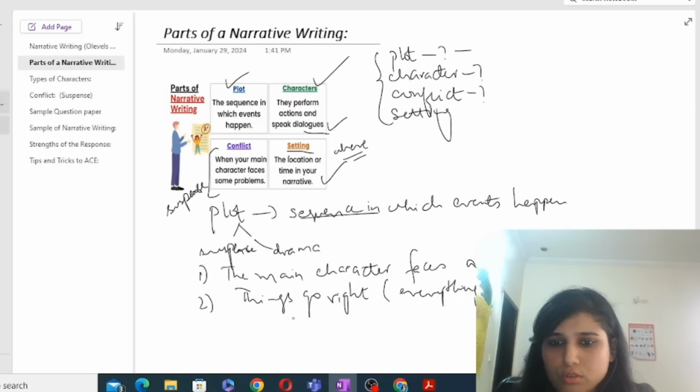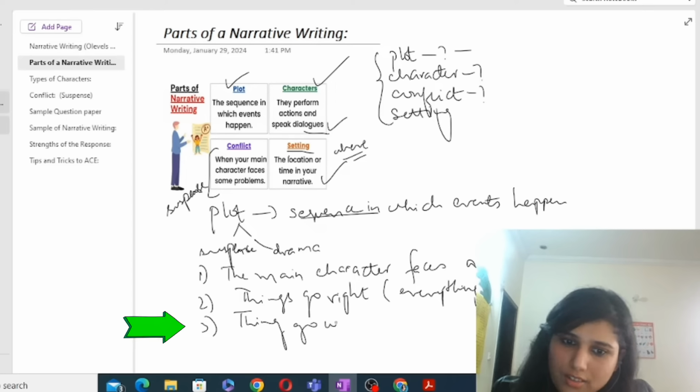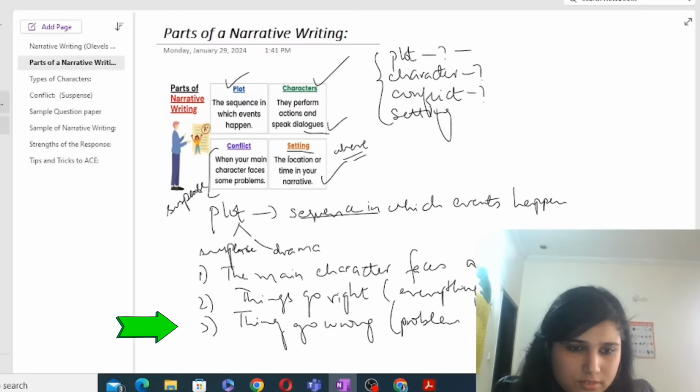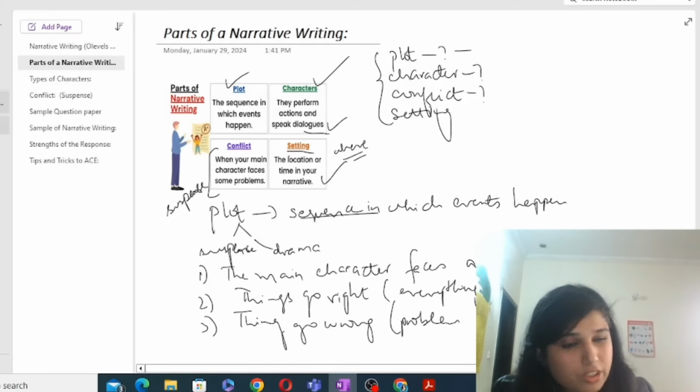Then comes the third thing, where the story takes a twist: things go wrong abruptly, suddenly. Problems arise. That creates suspense. This is the point where you have to create suspense for the examiner and indulge your examiner in your narrative.